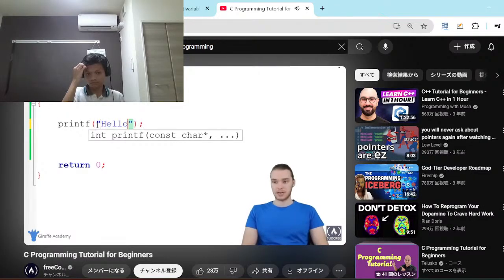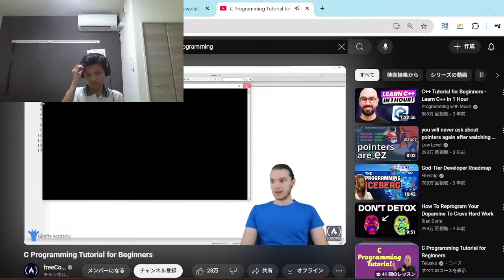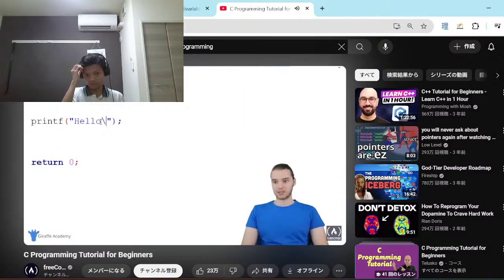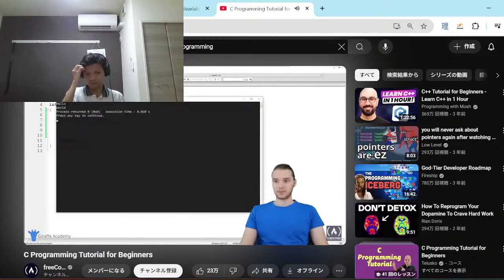So I can make an open and close quotation marks, and I can print out something like hello world in here. Now this will print out onto the screen, hello. And inside of printf, I can use all sorts of special characters. So if I want to create a new line, for example, I can make a \n, and down here I can type world. And now this will print out a new line. So you'll see hello world on different lines.